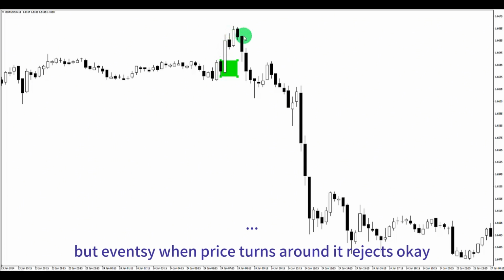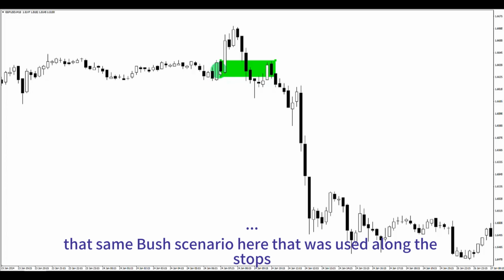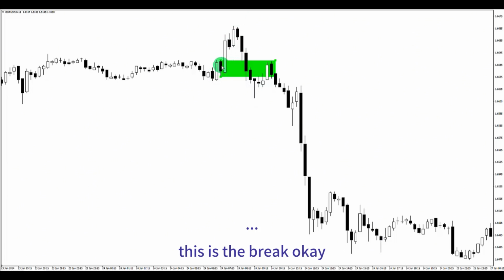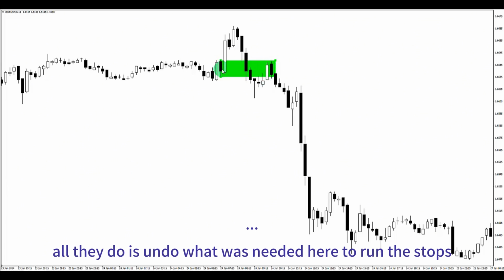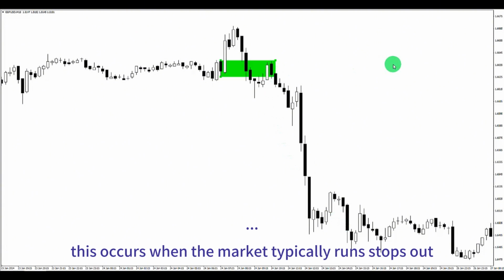But eventually when price turns around and rejects, when we go back into that same bullish scenario here that was used to run the stops, this is the breaker. We go right back in. All they do is undo what was needed here to run the stops. And then what do you see as a result? A quick rejection and run away. See that? This is the breaker. This occurs when the market typically runs stops out.